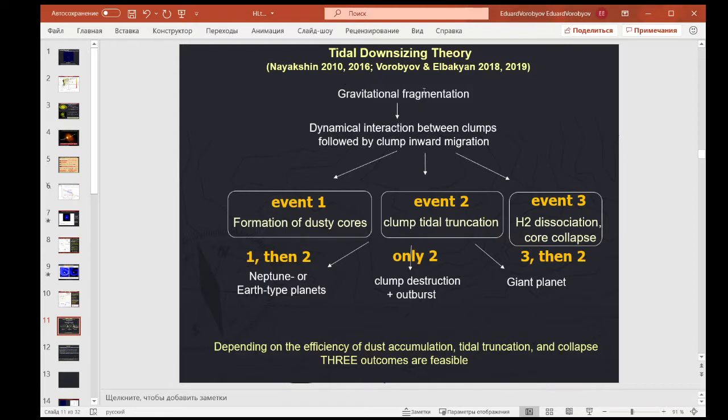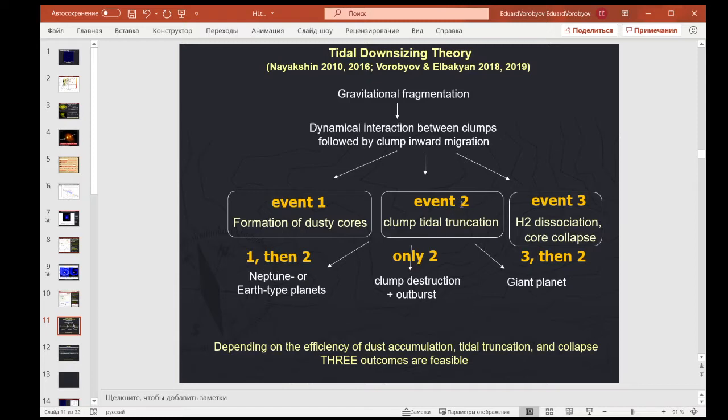We confirmed the main constituent parts of this process here. The process starts from gravitational fragmentation, formation of the clumps. The clumps interact with each other and migrate inward. And then there are three major events that can occur with these migrating clumps. First is the formation of a dusty core inside the clump, then the clump tidal destruction, and H2 dissociation and core collapse of the clump. And depending on the sequence in which these events occur, there are different outcomes. So let's assume that first event 1 occurred and then event 2. So first the dusty core forms, and then we have clump tidal truncation. That means we would form a Neptune or Earth-type planet.